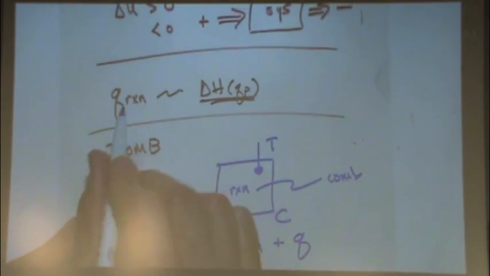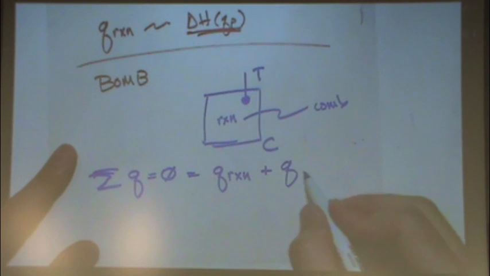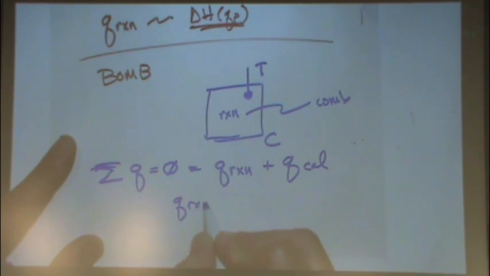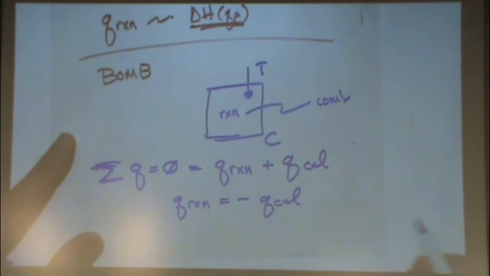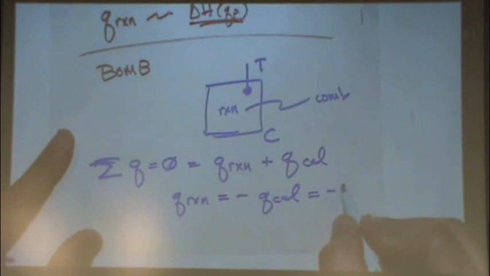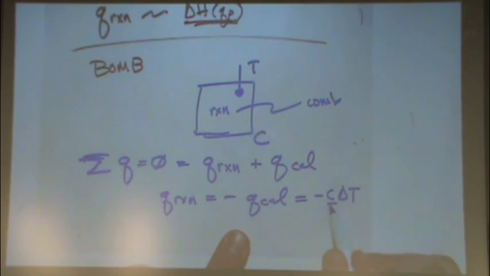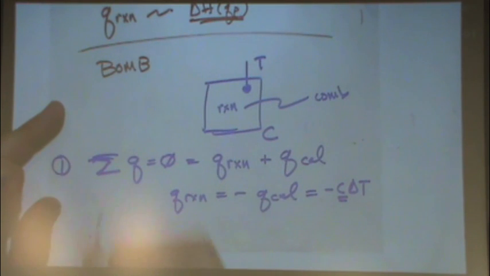Plus the Q of reaction here, plus the Q of the calorimeter. So the Q of reaction will end up being minus Q of the calorimeter, because this is set equal to 0. And the calorimeter would be C delta T. So there's no m, Cp, delta T, because typically for these problems, the C is given for the calorimeter. And that's the setup. This will typically be the first step.